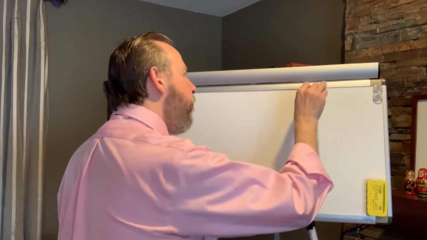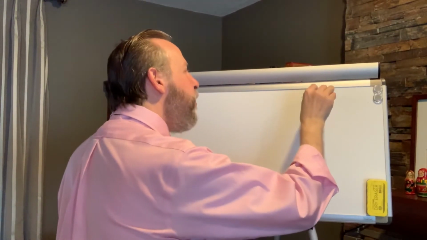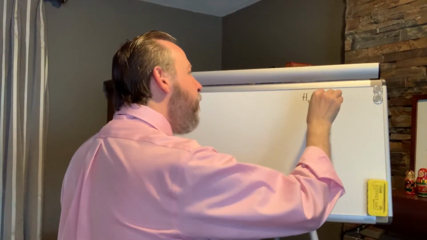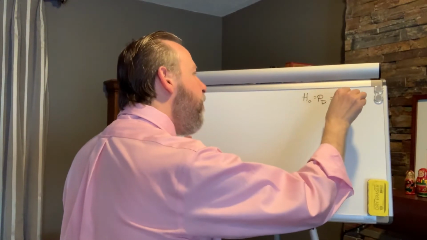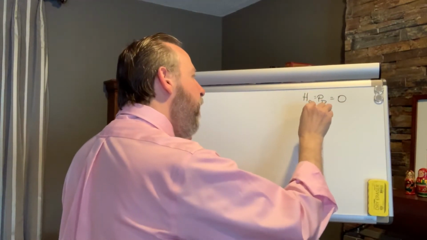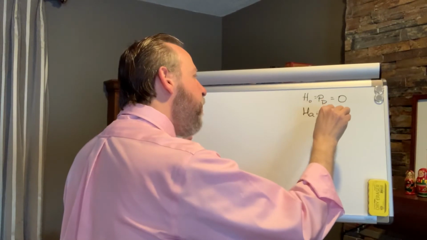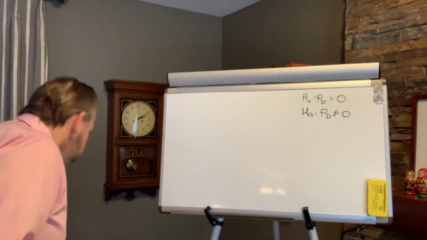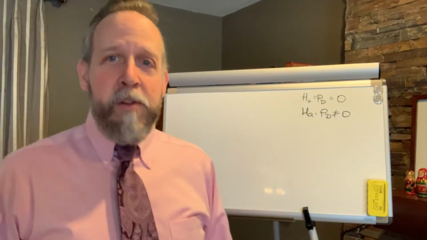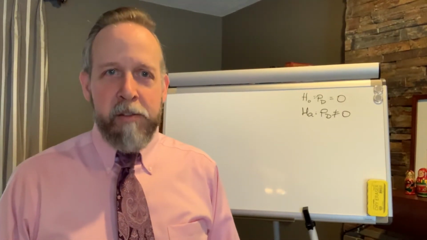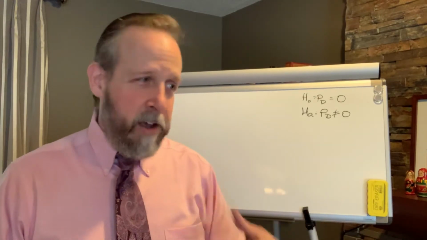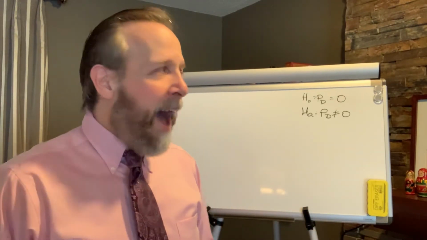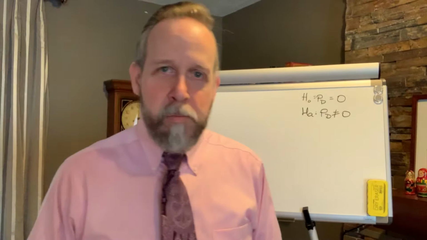Again, I already wrote them and I erased them, but the null was that the proportional difference is 0, and the alternate is that the proportional difference was not 0. I know already that in order to find the area in the tails, to find the p-value, to make a comparison, I need to find my z-score.